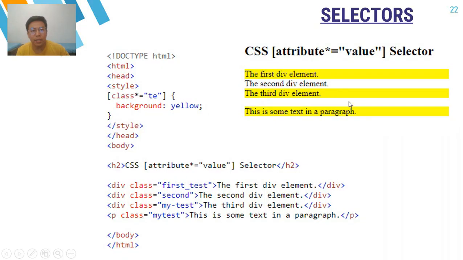Okay. The next selector is the asterisk selector. Here, it should contain the value te. So let's check if all of the classes have the te value in it. We have here first test, we have te here. Second, it doesn't have any te. Third, we have the te value here, and the fourth, we also have the te. So using the asterisk selector, it should contain the word te. So we have first, my test, and my test as well.